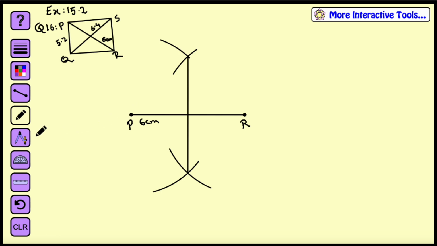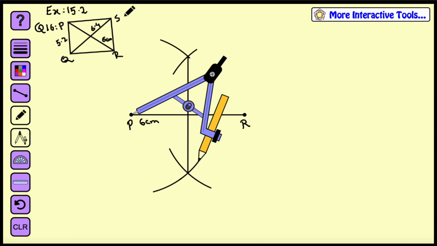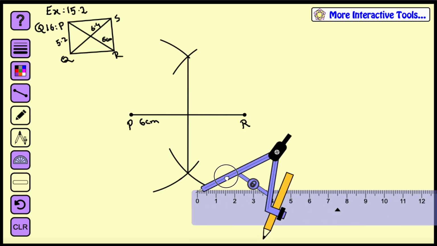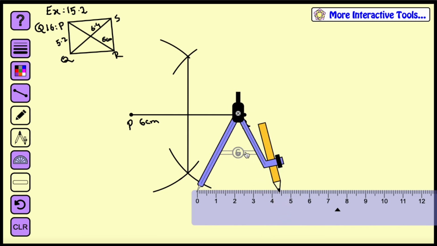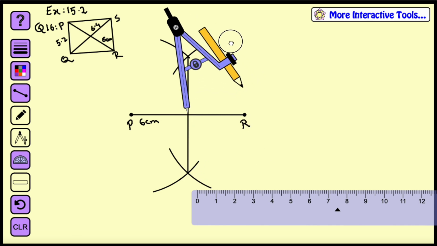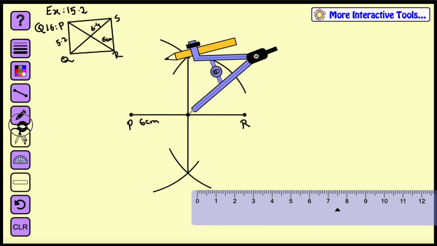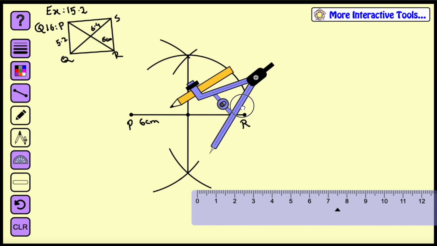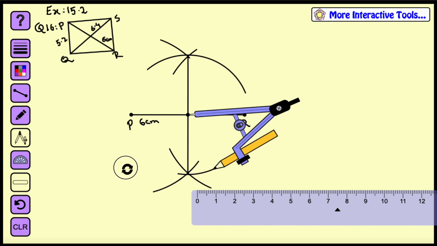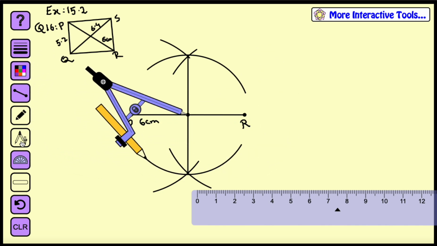Now see, QS is what? Now we have to draw QS. QS is how much? 6.4. Half of 6.4 will be 3.2. So now take 3.2 in the rounder. Put here. Draw an arc. Same. Draw an arc. Okay.